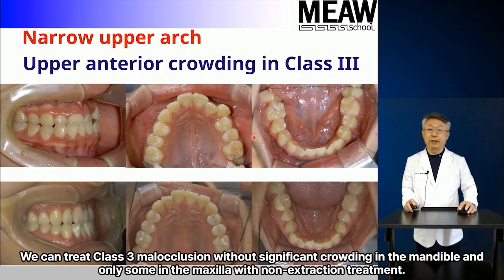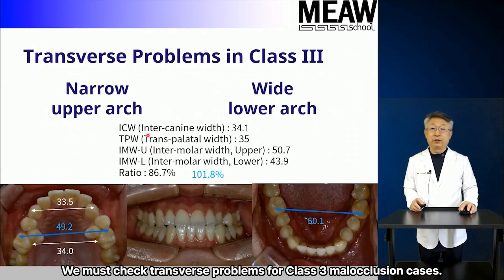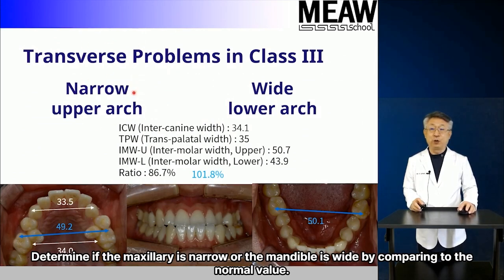We can treat Class 3 malocclusion without significant crowding in the mandible and only some in the maxilla with non-extraction treatment. We must check transverse problems for Class 3 malocclusion cases. Determine if the maxilla is narrow or the mandible is wide by comparing to the normal value.